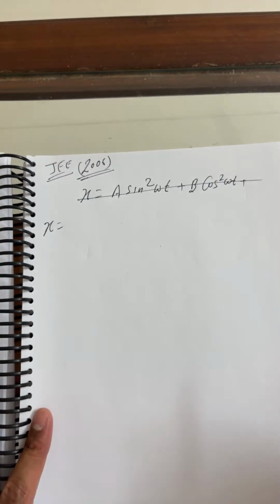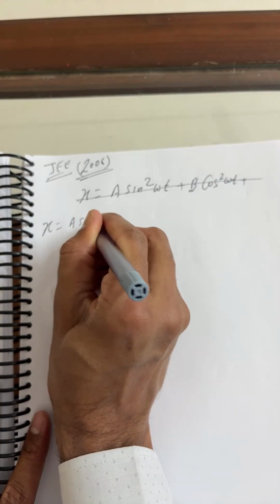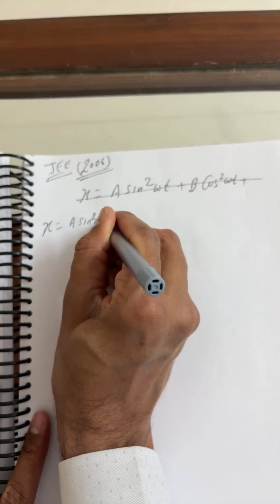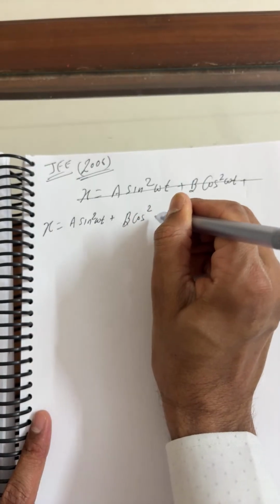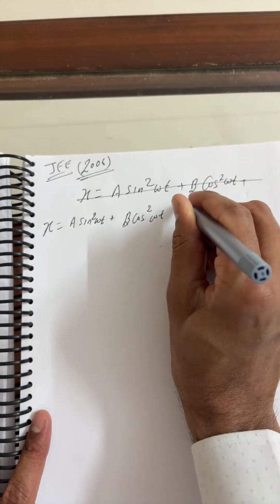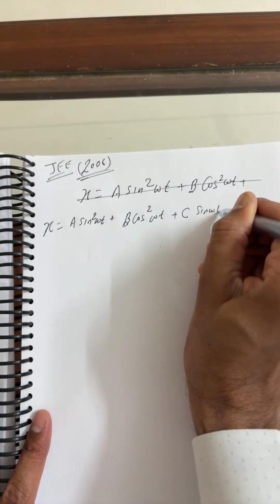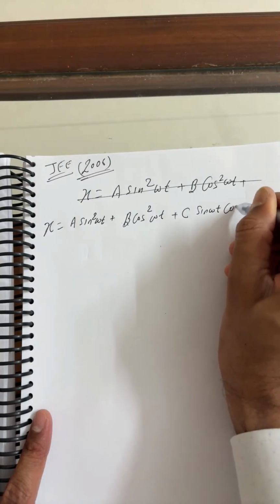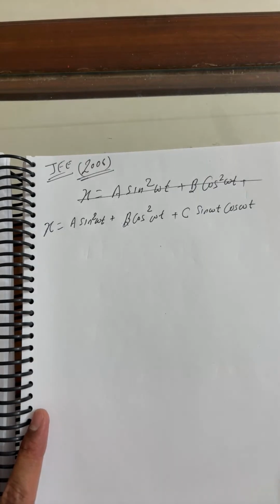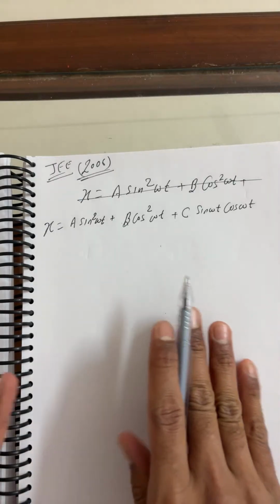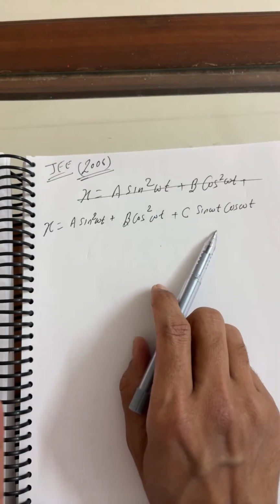x is equal to A sine square omega t plus B cos square omega t plus C sin omega t into cos omega t. Right? Okay, fine. It represents SHM. That is mentioned in the question. This equation represents SHM. For which option is it correct?